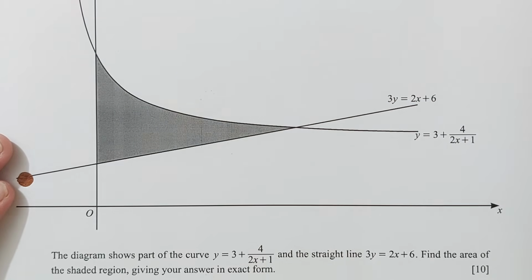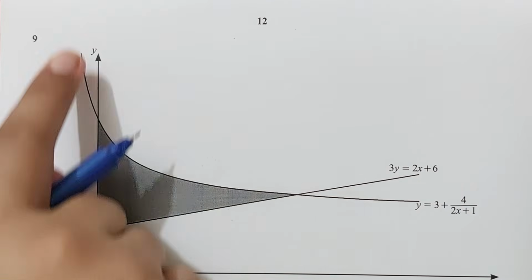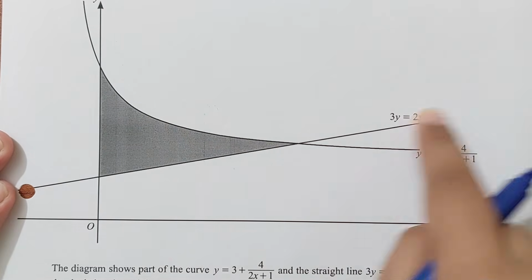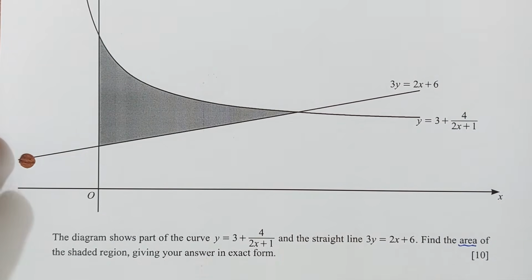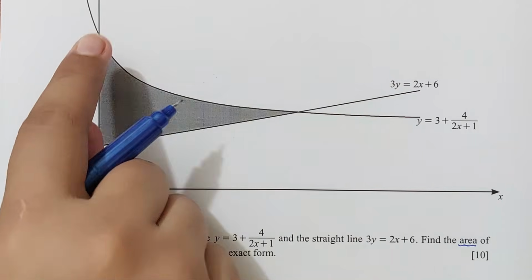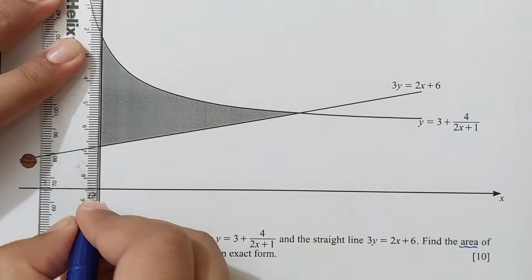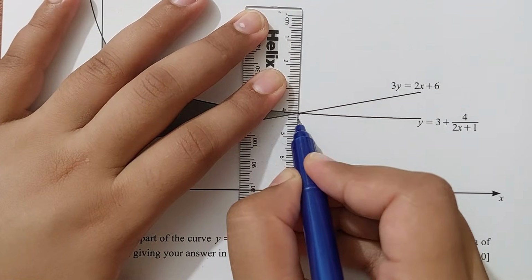Question number 9. The diagram shows part of the curve. Okay, this is the curve, right? And this is a straight line. Find the area of the shaded region, giving your answer in exact form. Area of the shaded region, right? So first let me find the point of intersection of the curve and this line, right? At what point the curve and the line intersect? So if I can say this point x would be equal to 0, and what is the coordinate of x?